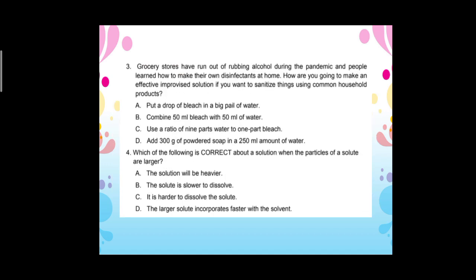For number 3, grocery stores have run out of rubbing alcohol during the pandemic and people learn how to make their own disinfectants at home. How are you going to make an effective improvised solution if you want to sanitize things using common household products? A. Put a drop of bleach in a big pail of water. B. Combine 50 ml bleach with 50 ml of water. C. Use a ratio of 9 parts water to 1 part bleach. Or letter D. Add 300 grams of powder soap in a 250 ml amount of water. Write your answer.